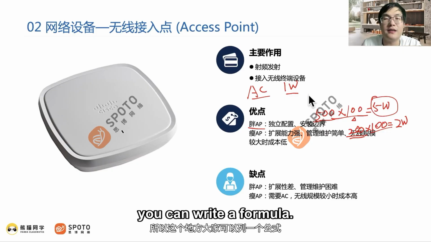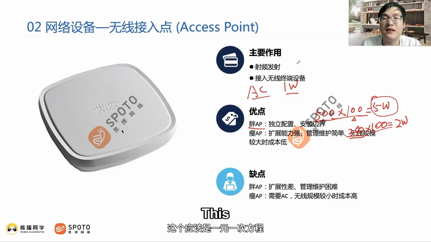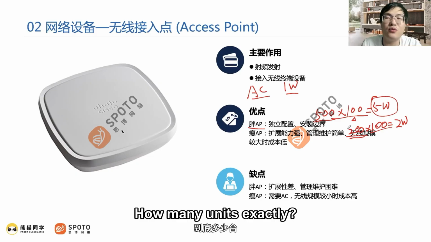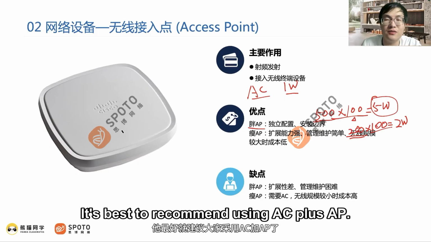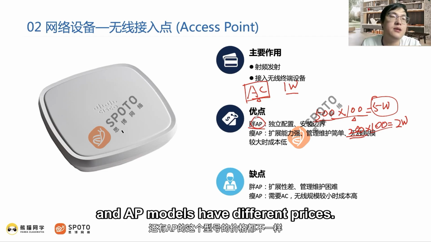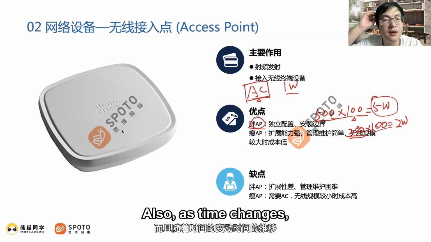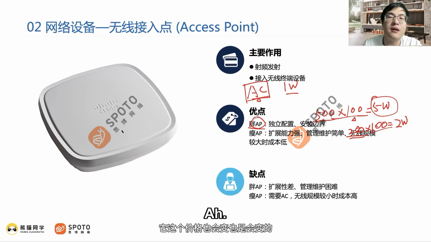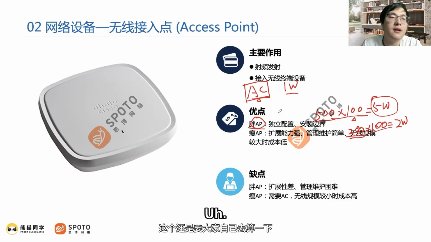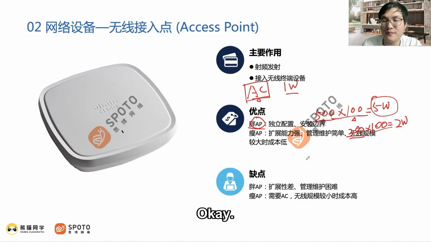So here, you can write a formula. This should be a linear equation. You can write the equation to calculate this. How many units exactly? It's best to recommend using AC plus AP. Because different AC models and AP models have different prices. Also, as time goes, the price will change too, so I can't give you a unified answer. You still need to calculate the cost yourself.